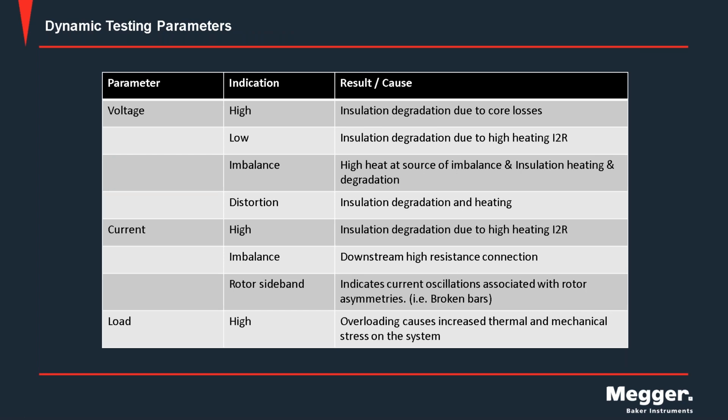So the parameters of dynamic testing are voltage, of course, current, and load. Each of these parameters could be high, low, imbalanced, or distorted. There might be specific peaks of interest in the current, like a rotor sideband current, for example, that might identify a specific problem associated with broken rotor bars. And here you can see some of the results and causes.